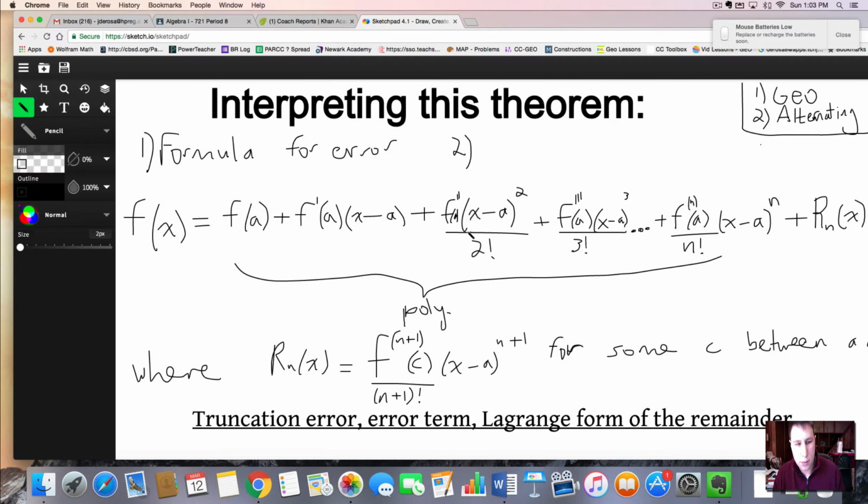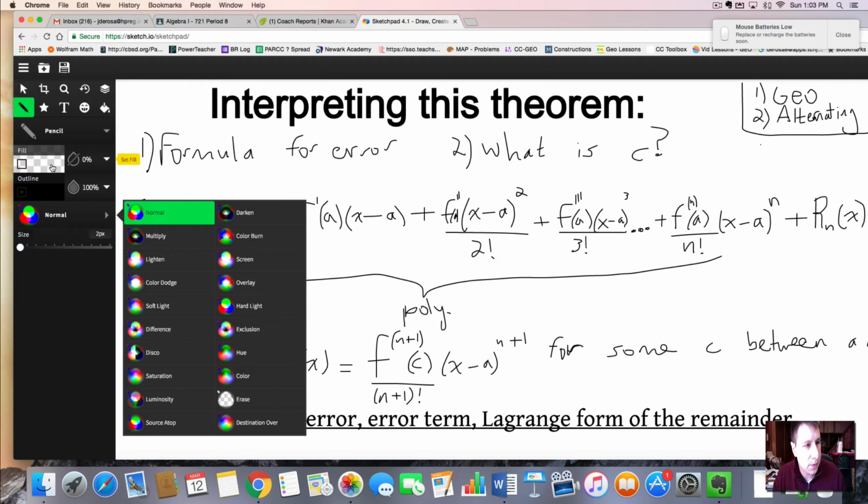Second, the really important question hopefully you're asking yourself is, I kind of just said where f to the n plus first derivative is evaluated at some c that's between a and x, but what is c? And that's what we're going to encounter when we do a couple examples next. Okay, what is this c? And it turns out there's actually an interesting answer to this.